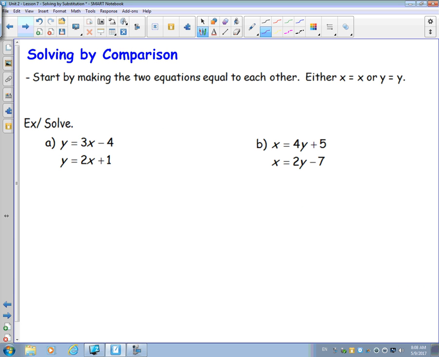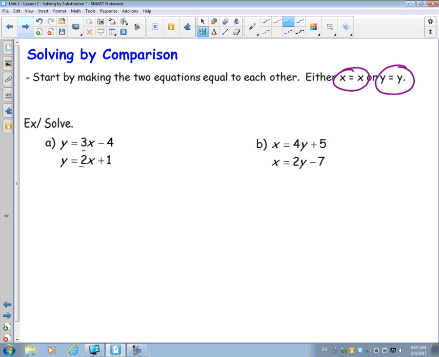So what does that mean? Well, that means we can solve these things by making the two equations equal to each other. You can either make x equal x or y equals y, depending on the situation. So let's look at this first example. I have a system. I know they're going to meet because our slopes are different. That's why we talked about finding those slopes and types of solutions before we did this.